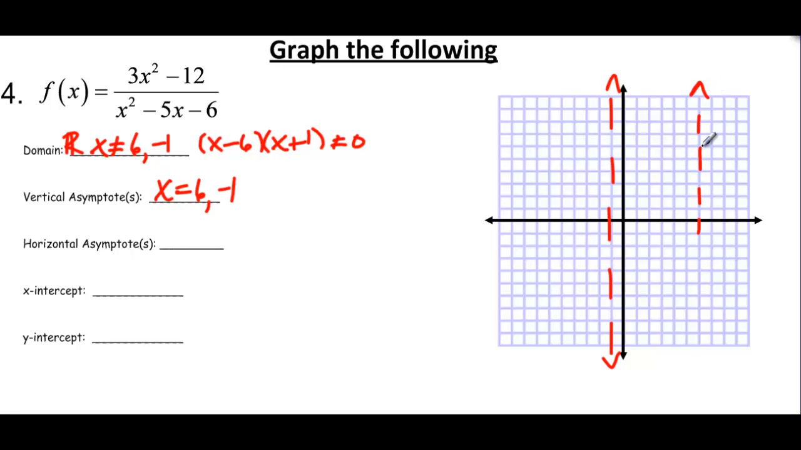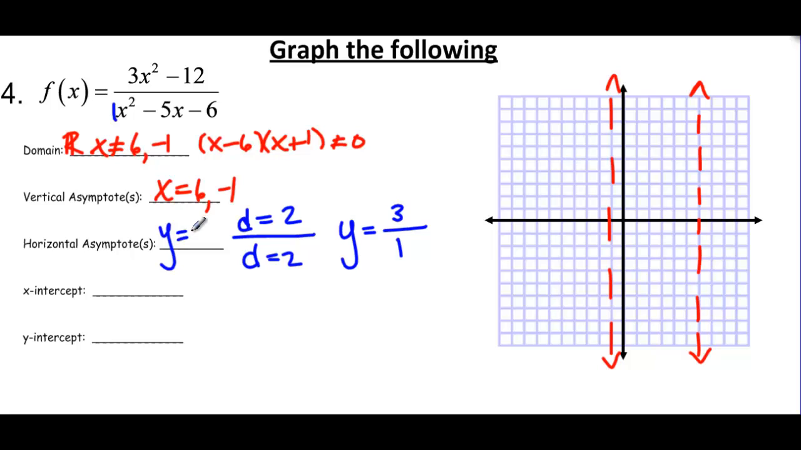So again, we have this broken down into 3 parts, the left, the center, and the right. And now if I look at my horizontal, I'm going to get d is equal to 2 for my numerator degree, and the degree of the denominator is 2. So they're equal, which means I'm going to look at the lead coefficients. The lead coefficient of the numerator is 3. The denominator is 1, so now I'm going to get y equals 3 as my horizontal asymptote.